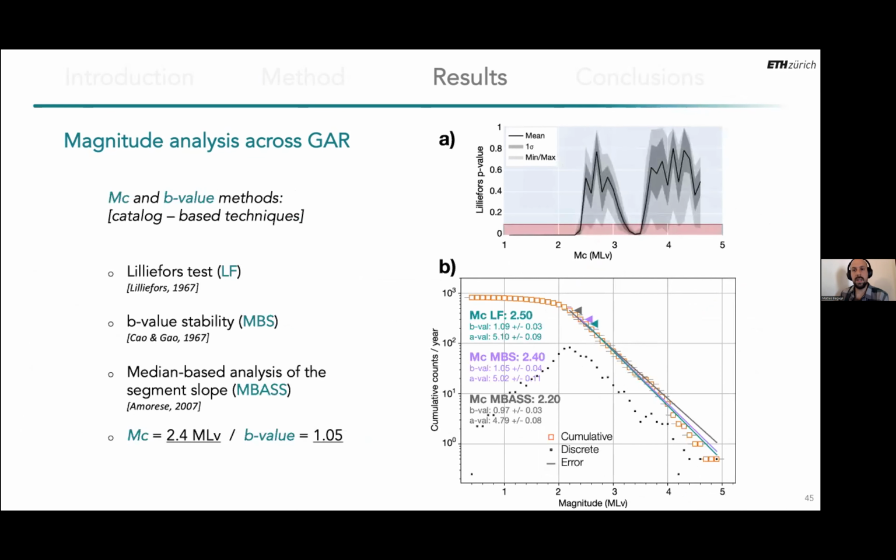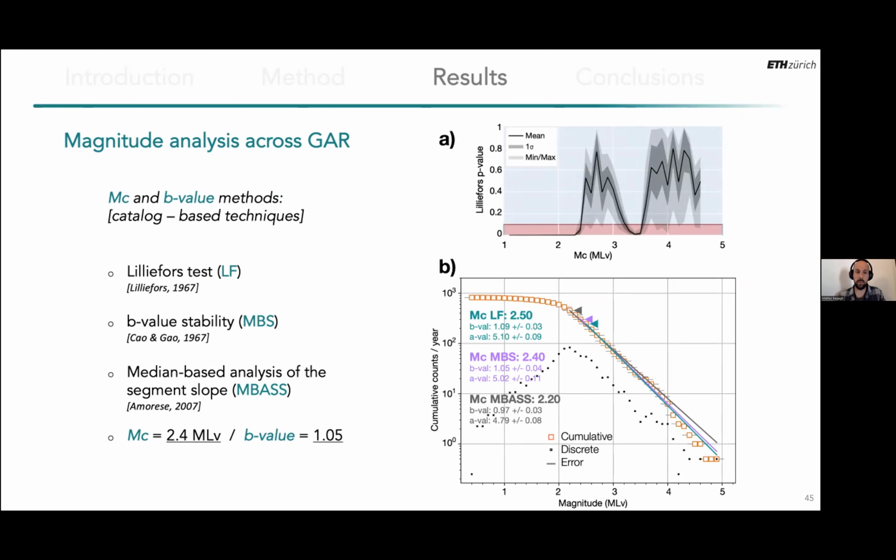So this, of course, has led us to the bread and butter statistical analysis of a catalog. That is, in fact, the magnitude frequency distribution analysis. In order to define the statistical magnitude of completeness, we used three different catalog-based approaches: the Lilliefors test, the b-value stability, and the median-based analysis of the segment slope. All of these methods are widely used by our community to declare the completeness of the catalogs.